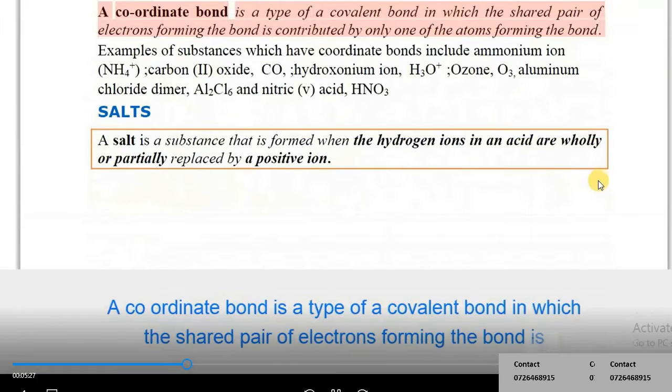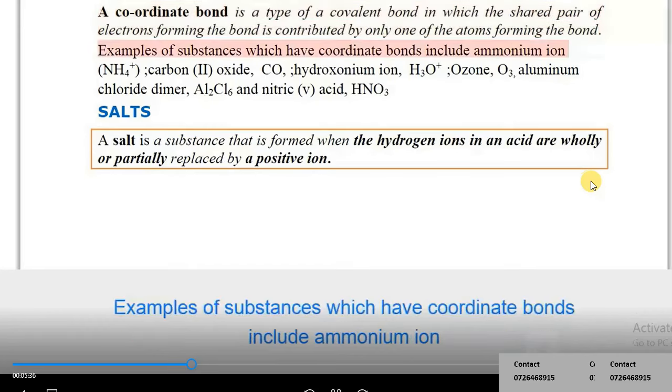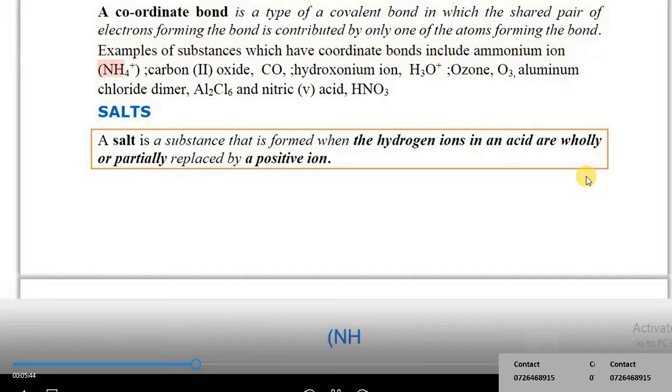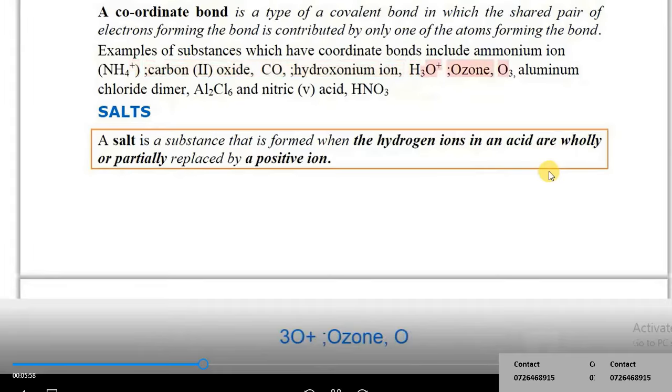A coordinate bond is a type of covalent bond in which the shared pair of electrons forming the bond is contributed by only one species. Examples of substances which undergo dative or coordinate bonding are the ammonium ion, carbon monoxide, hydroxonium ion, ozone, which is O3, aluminium chloride dimer, and nitric acid.